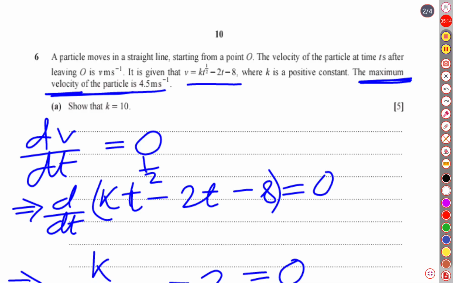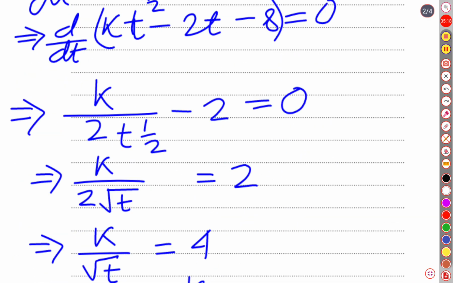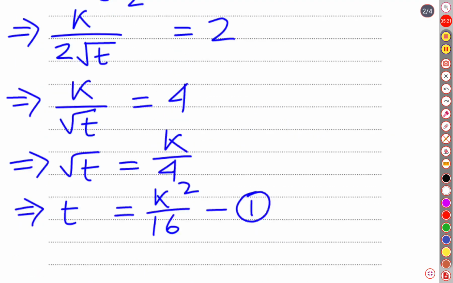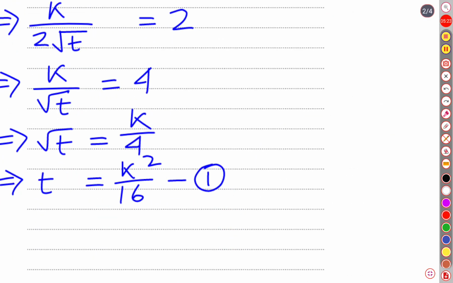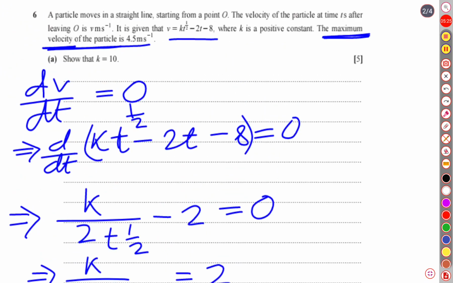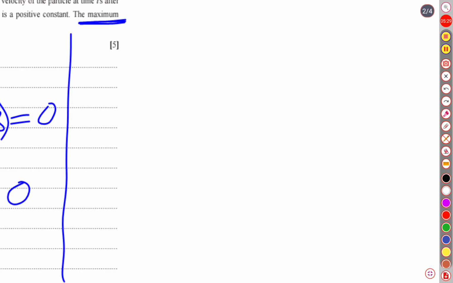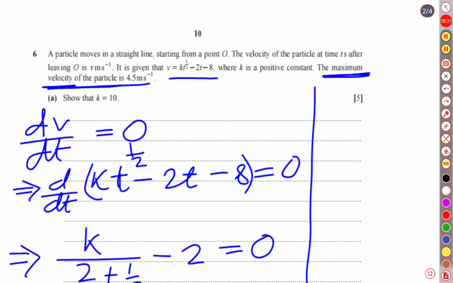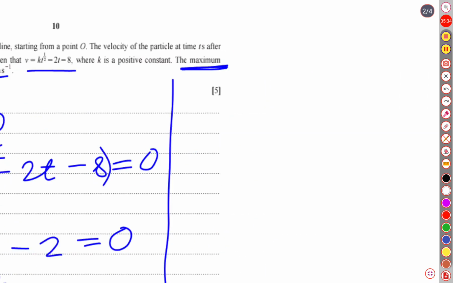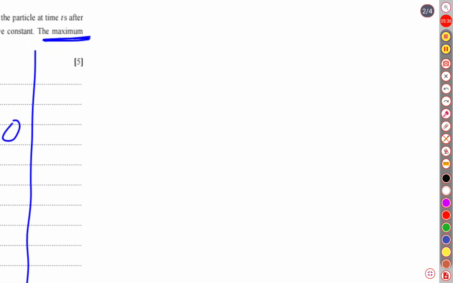So let me draw a line just beside this. Let me see whether below this there is space or not. No, we don't have space. Then I will have to write just beside this. Let me draw a line over here. So our maximum velocity is given as how much? 4.5. It is written 4.5. So let's write maximum velocity: v is equal to 4.5.